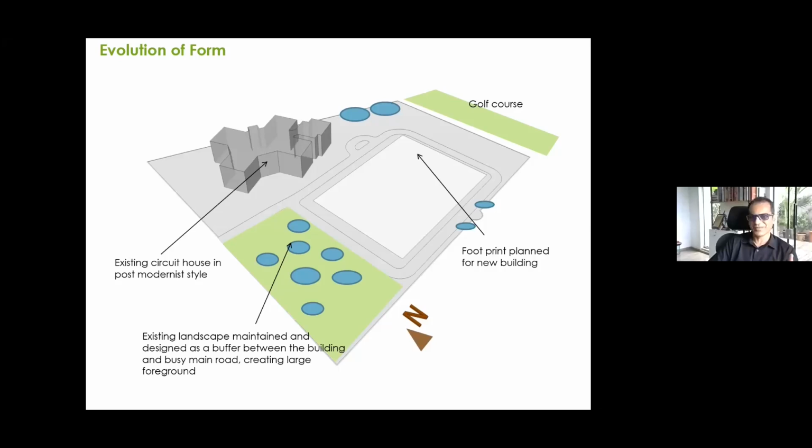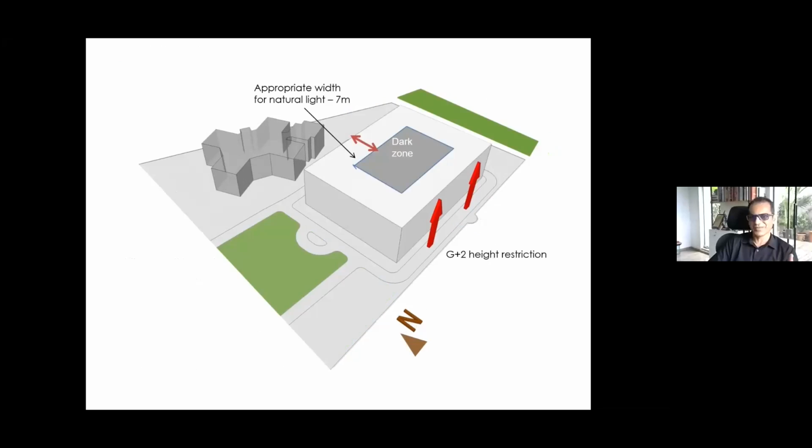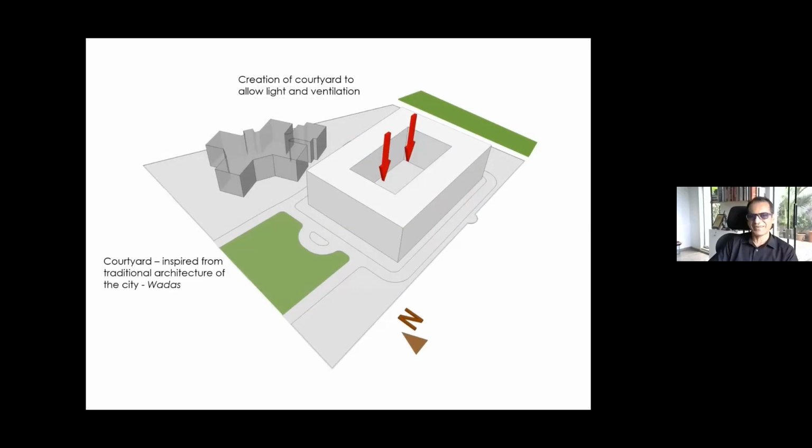If you simply raise that footprint, now in this area only ground plus 2 structures are allowed because it comes under a defense area. So it is a very simple planning. We raise that block, and as I already talked about, light doesn't travel more than 7 to 8 meters from the face of the building. We do not allow our floor plate to be more than that. So it automatically creates a central courtyard.